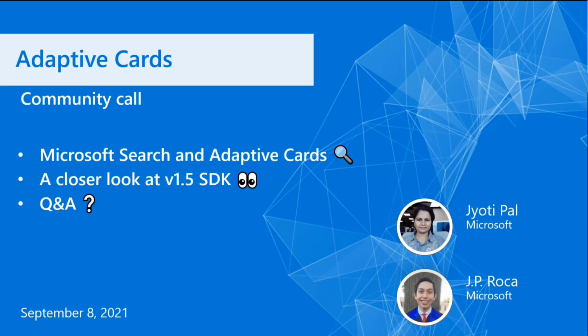And just to go over what we will be presenting about, I'd like to give a warm welcome to Jyoti Pal from the Microsoft Search team. Jyoti, are you on the call? Yep. Hey, everyone. Hey, JP. So Jyoti today is going to be talking about Microsoft Search and how they're powered with adaptive cards. And right after that, I'll be talking about a closer look at what's coming in 1.5, as well as we'll leave some time towards the end for some Q&A. And without further ado, we'll go ahead and get started.